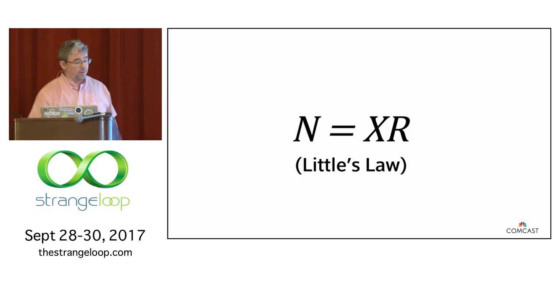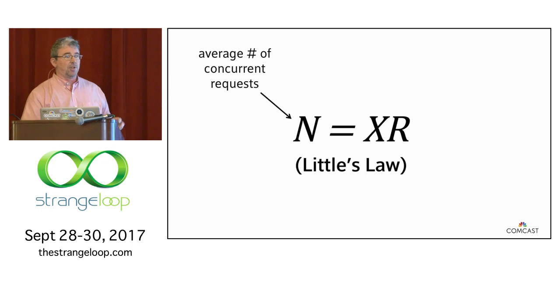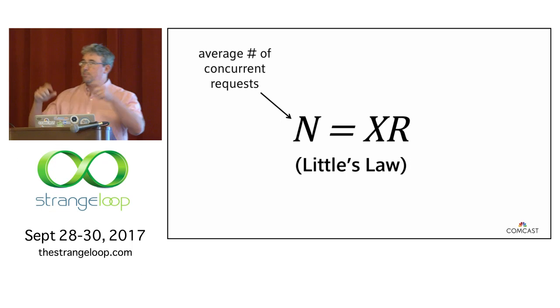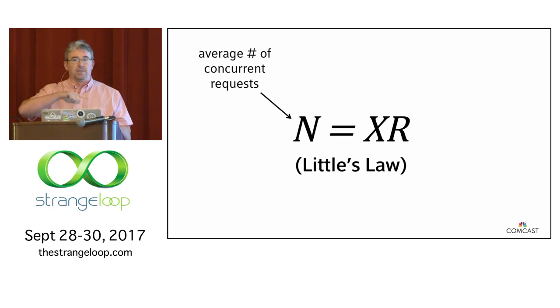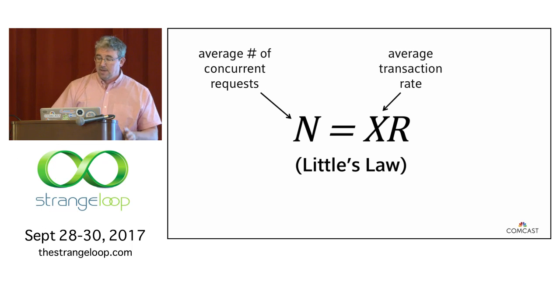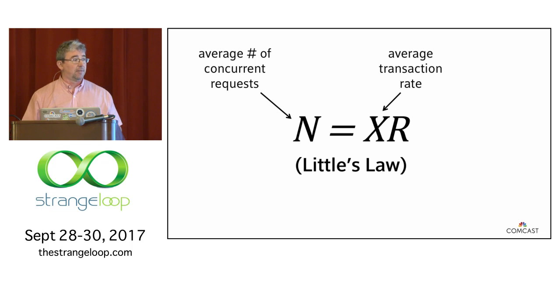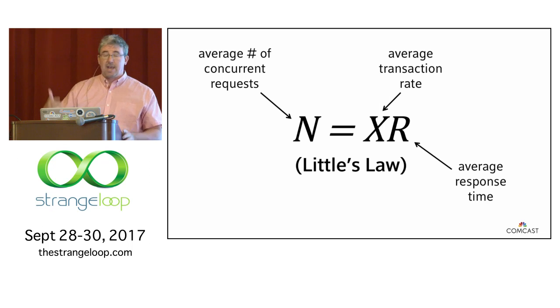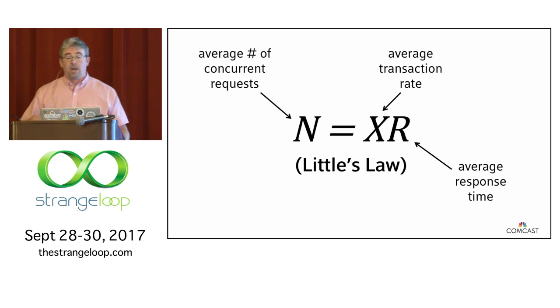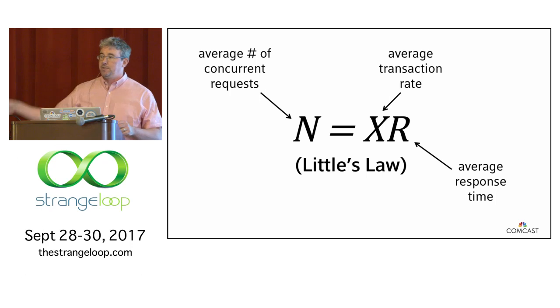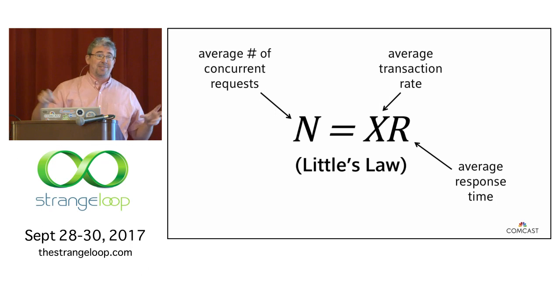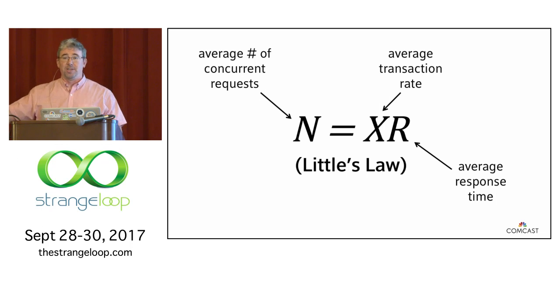Okay, so let's go through what this is. So N is the average number of concurrent requests. So if we took a snapshot of the service, this is the number of requests that are currently in flight, being processed by this request processing system. X is the average transaction rate. Okay, so this is the rate at which requests are arriving at the system. And then R is the average response time, okay, which is how long it takes on average to process one request. It's important to note that Little's law applies to averages, okay, so this is about capacity, it's not about performance. We all know we want to look at things other than average latency when we're trying to manage performance.